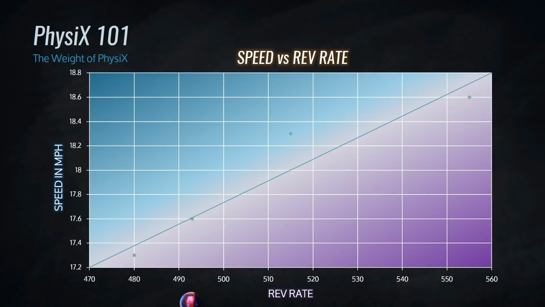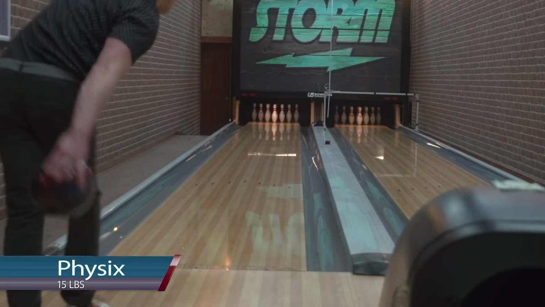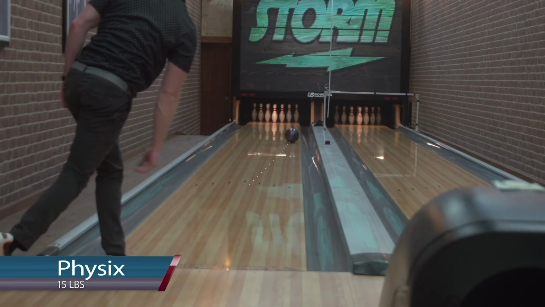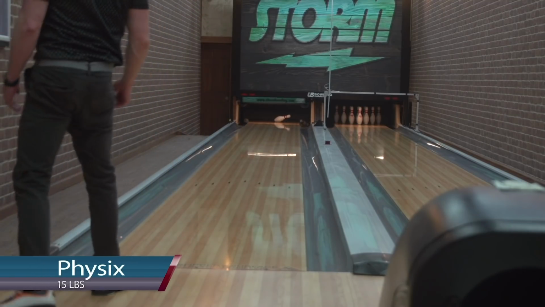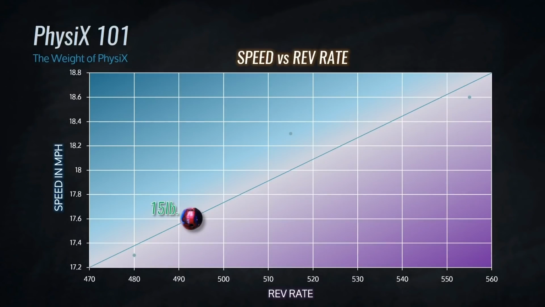As we look at this other graph, at 15 pounds, my ball speed matches my rev rate. I'm not locked into a certain category of core, surface, or layout. I can use pretty much any type of ball with any layout and get good results. So at 15 pounds, my speed was 17.6 miles per hour and about 490 revs.